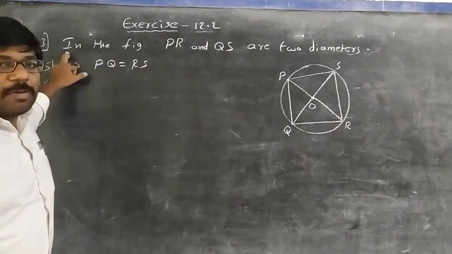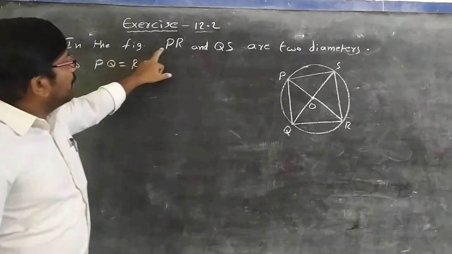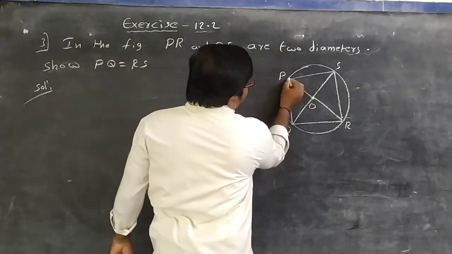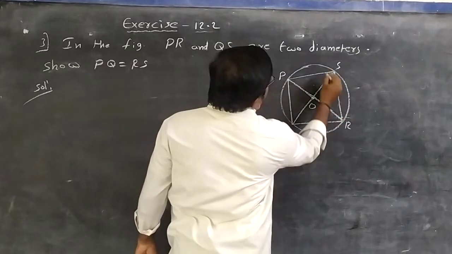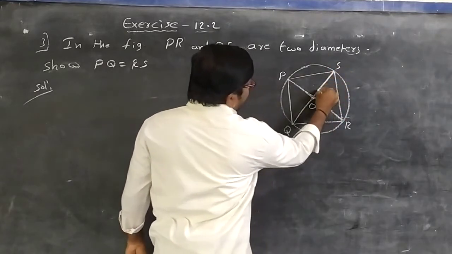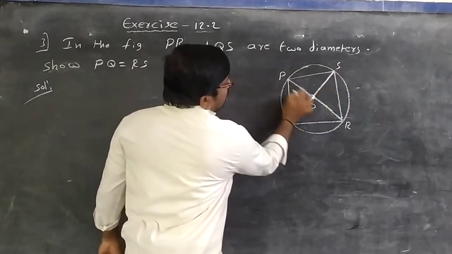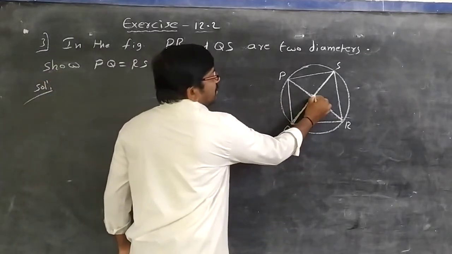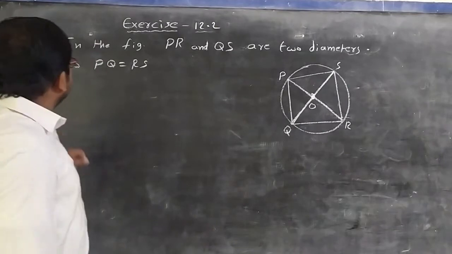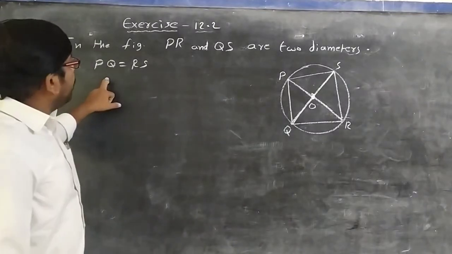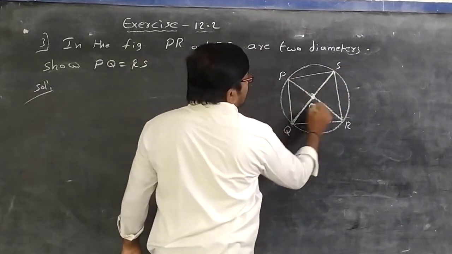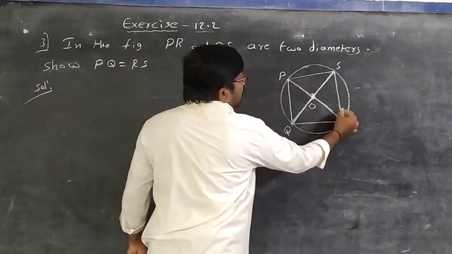Go for the third problem. In the given figure, PR and QS are two diameters. See? PR is the first diameter and QS is the second. We know very well that diameters pass through the center of the circle, right? Then show that PQ is equal to RS. We have to prove these two are equal, right?